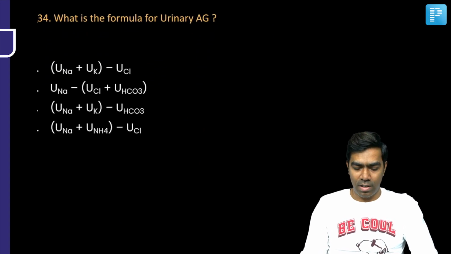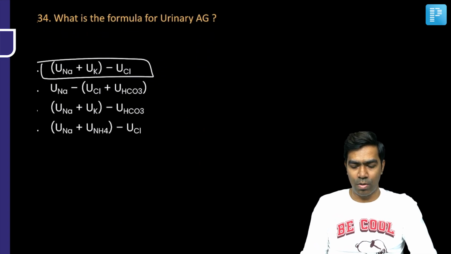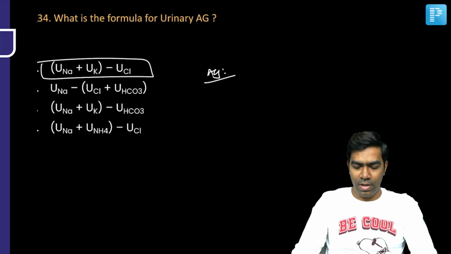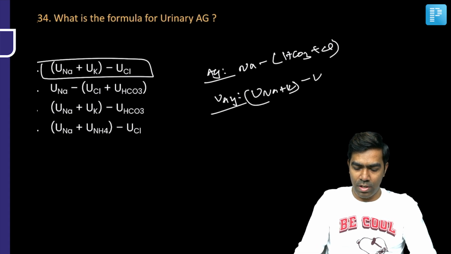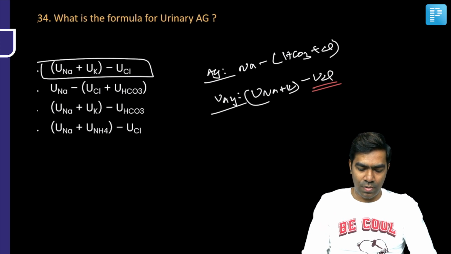And what is the formula for urinary anion gap? Again, it's a one-liner. The right answer is option A, that is urinary sodium plus potassium minus chloride. Remember, in the ABG, the formula for anion gap will be sodium minus bicarbonate plus chloride. But the accepted formula for urine anion gap will be urine sodium plus potassium minus urinary chloride, where urinary chloride will be a marker of ammonium excretion. The right answer for this question is option A.